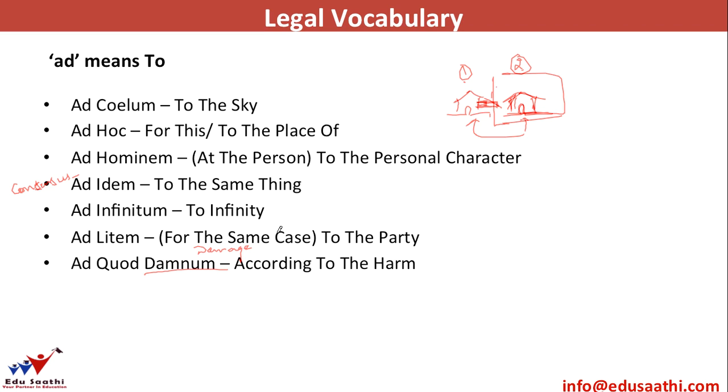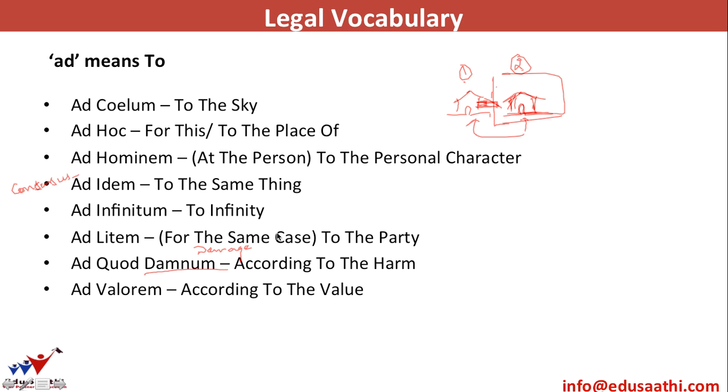That is, supposing two cars bang into each other, and one of the persons approaches the insurance company to check how much claim he gets. They'll analyze how much damage has happened to the car, and they'll pass the claim as per that very damage. So that becomes ad quod damnum, right? That is, according to the damage.